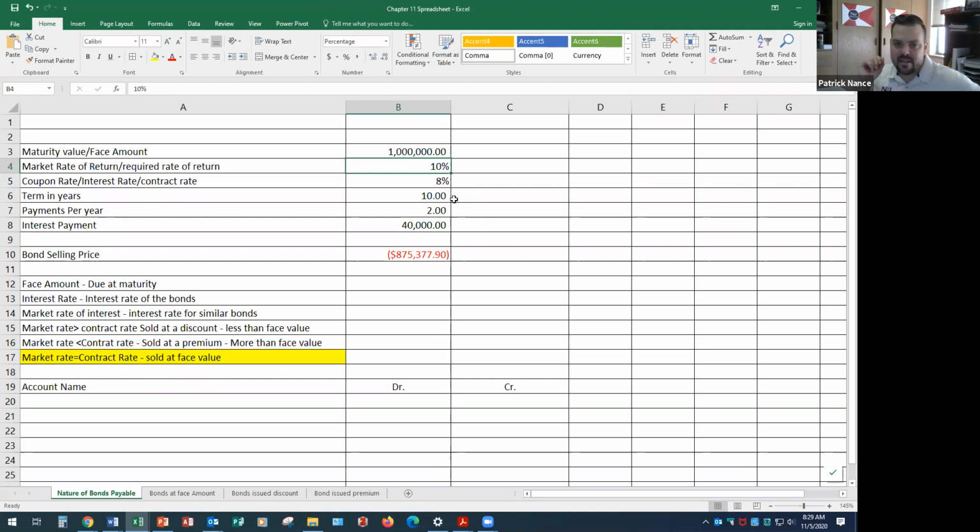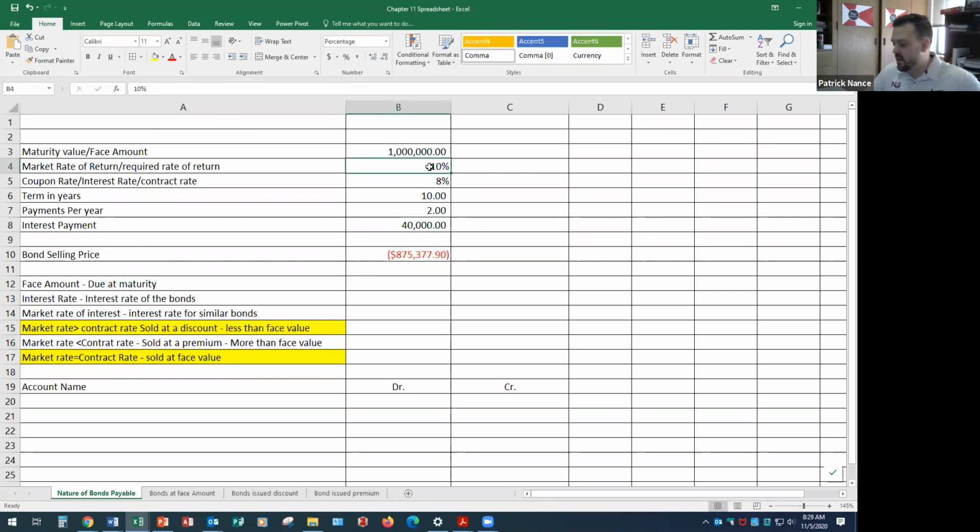So what discounting does is effectively make this bond return for the investor, for the person buying the bond, return 10% interest, even though the actual interest paid is 8%. But we would only receive, when we sell this bond, if the market rate is 10 and the coupon rate is 8, we would only receive $875,377.90. We would not receive the full $1 million. Okay, so that is an example of this one here, market rate greater than contract rate.